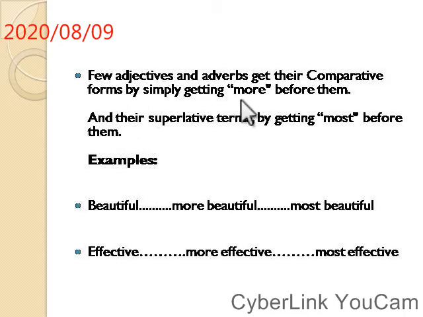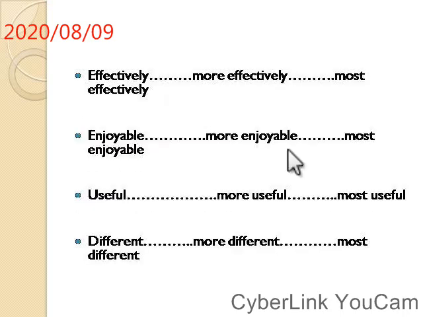Few adjectives and adverbs get their comparative forms by simply getting more before them. Beautiful, more beautiful, most beautiful. Effective, more effective, most effective. Effectively, more effectively, most effectively. Enjoyable, more enjoyable, most enjoyable. Useful, more useful, most useful. Different, more different, most different.